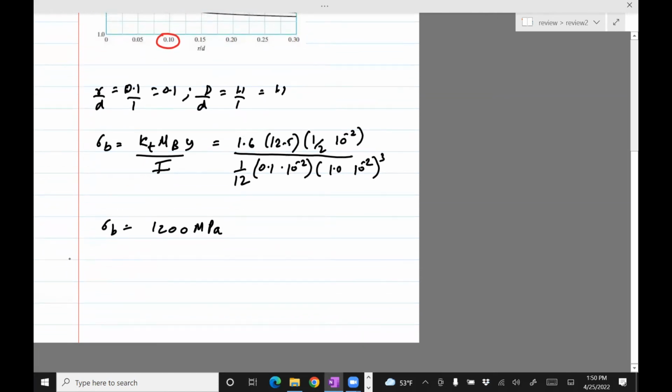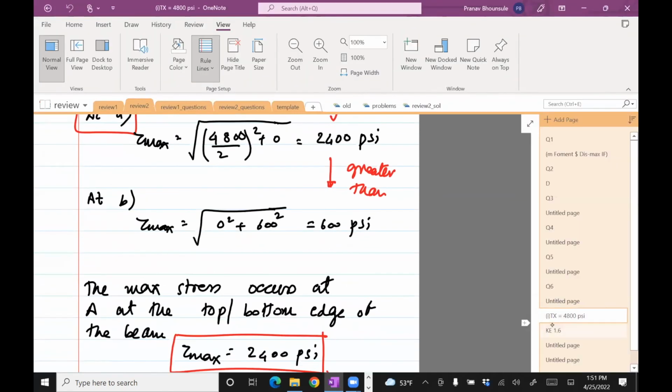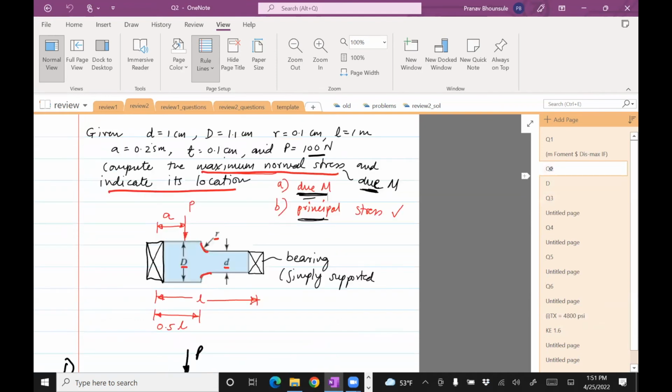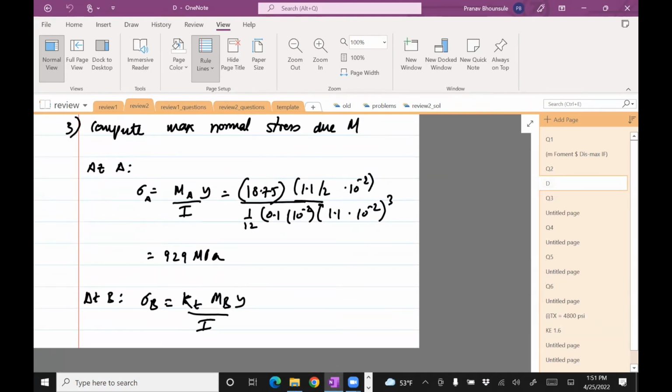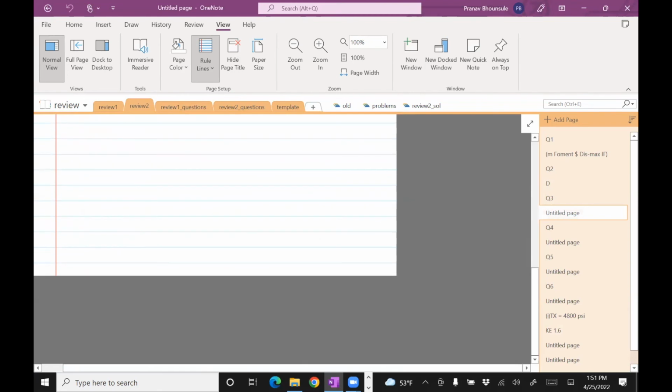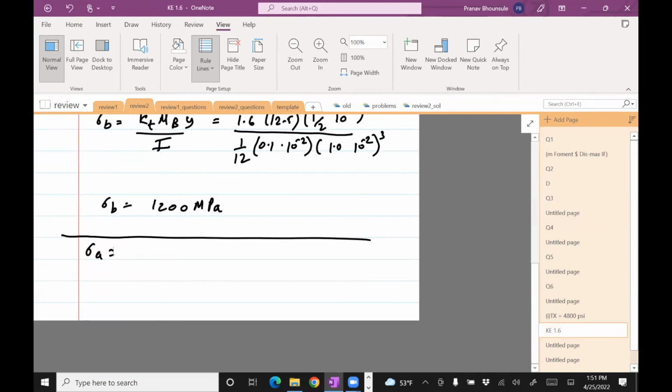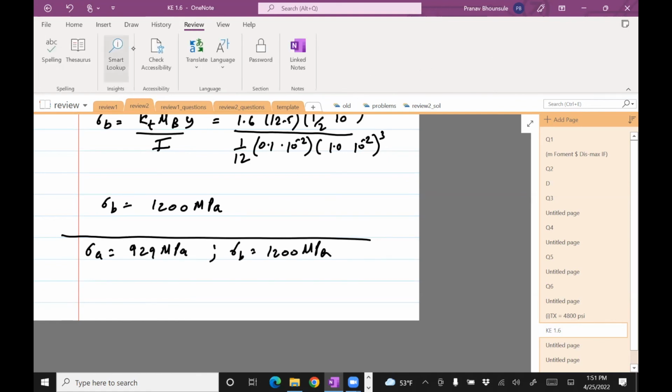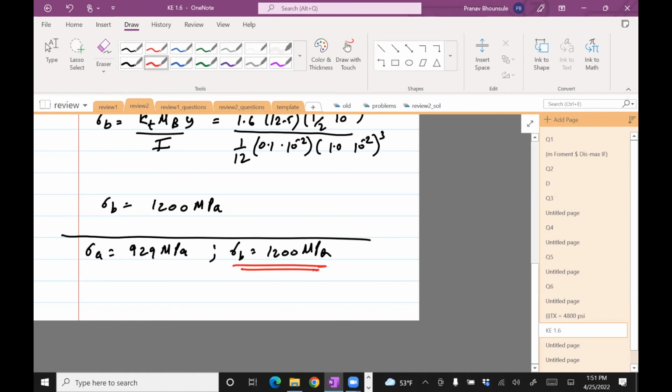Okay, so what we have is sigma A was 929 MPa. Sigma B was 1200 MPa. So we see clearly that the maximum stress occurs at B. This is the max normal stress. We were lucky that there were only 2 points to consider, but if you have a geometry which changes, then you have to consider multiple points. So I'll stop.